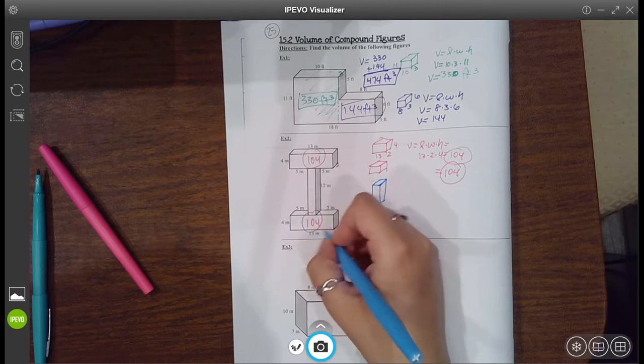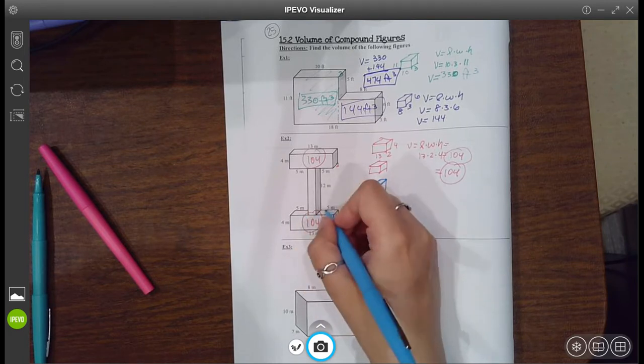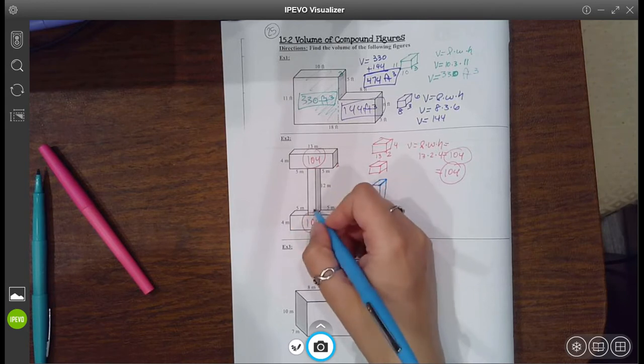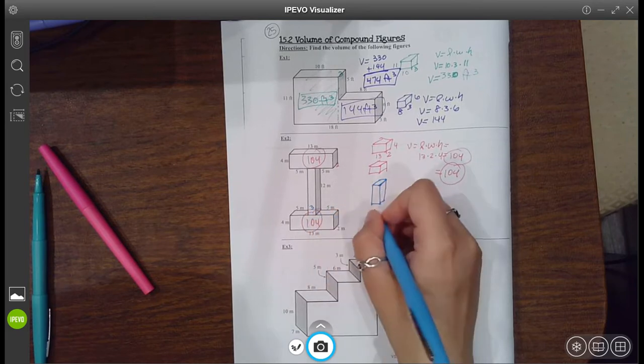This is 13 all the way across, right? If this is 13, so is this. So 5 and 5 make 10. 10 plus what gives you 13? 3. So this is 3.